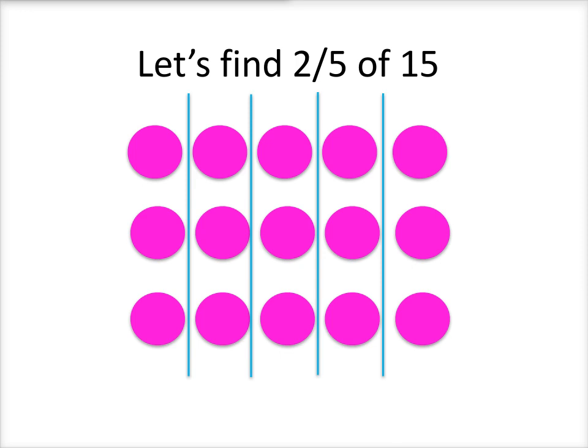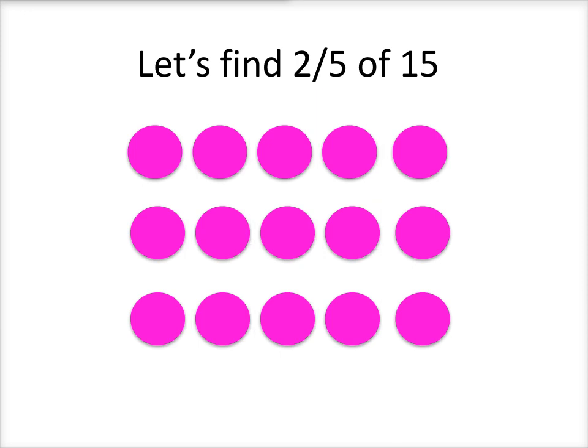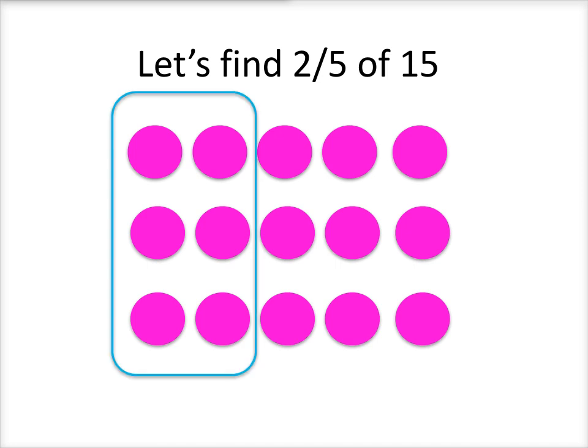This means that 1/5 of 15 would be 3. But remember, this time we want to know what 2/5 are worth. So let's circle those 2 groups. How many dots do you think will be in 2/5 of 15? Well, if we circle 2 groups of 3, that equals 6. So that means 2/5 of 15 is 6.